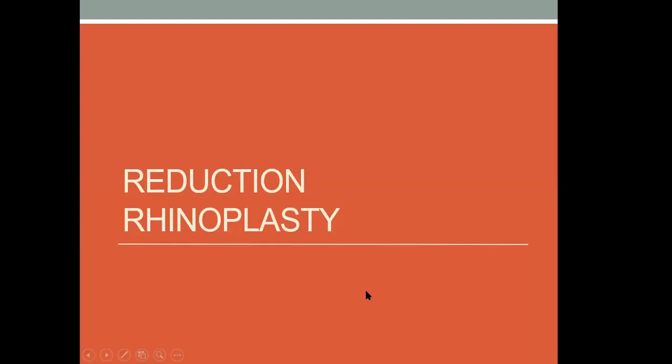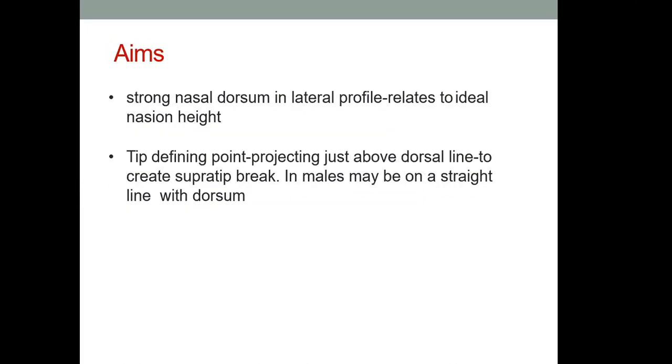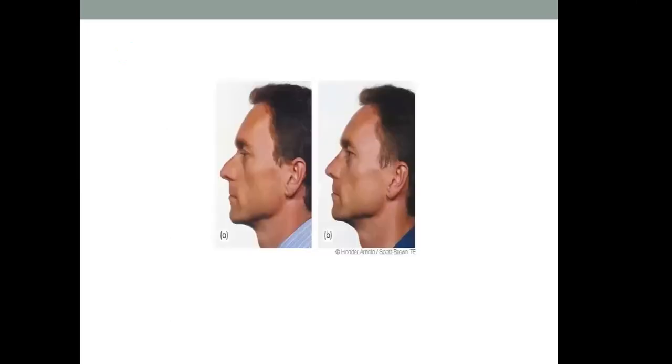Now I'll talk about the reduction rhinoplasty. The indications of reduction rhinoplasty: patients with ideal height and position of the nasion associated with excess dorsal convexity or oversized alar cartilage producing increased tip and lobule volume. Aims: strong nasal dorsum and the lateral profile related to ideal nasion height, tip defining point projecting just above the dorsal line to create supratip break. In males, may be on a straight line with the dorsum.